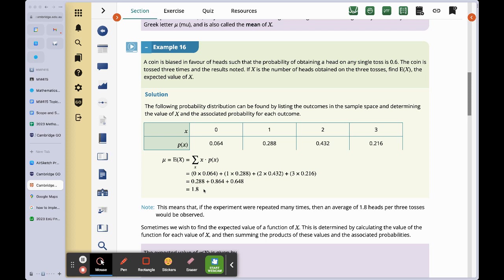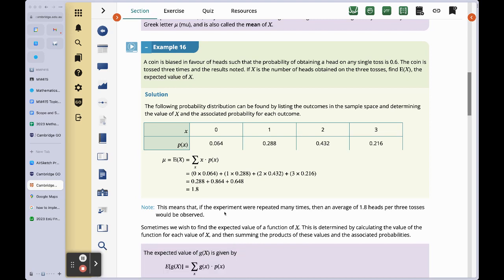Once more, it is not actually possible to toss a coin 3 times and get exactly 1.8 heads. That's not the point. The point is that's the average. If you played lots and lots and lots of games, that's what it would average out to be. That's expected value.